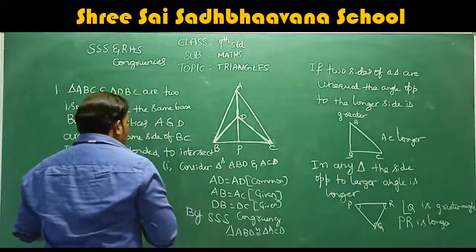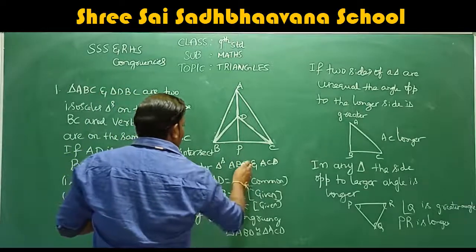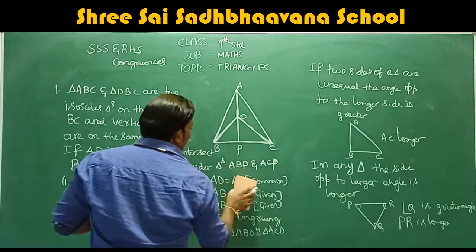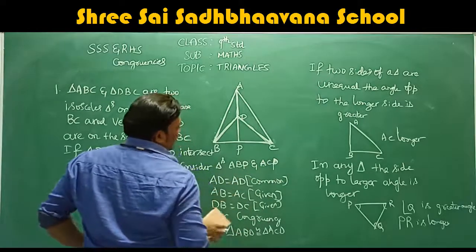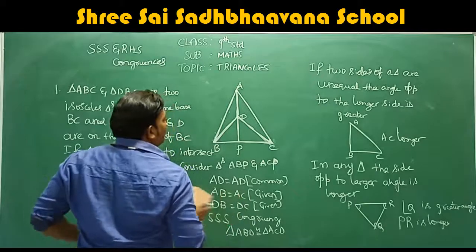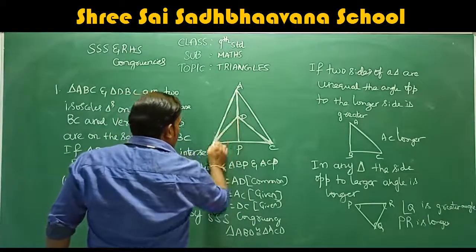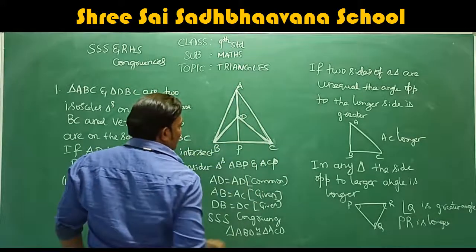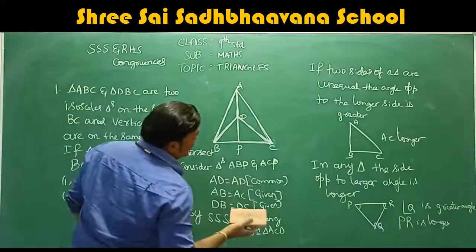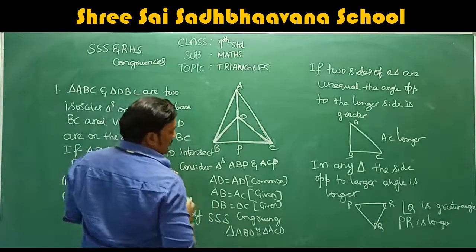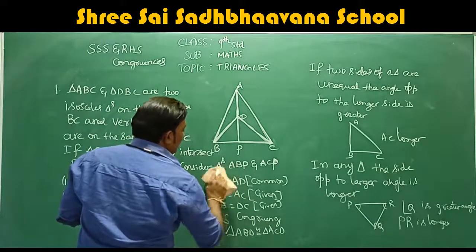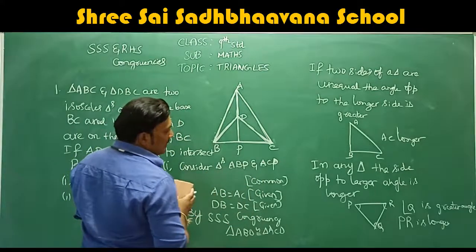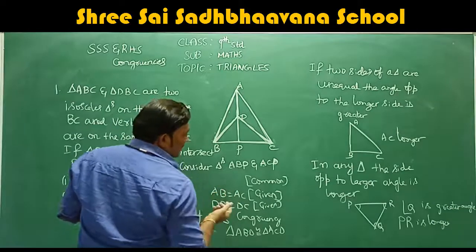Next, we will go with the next congruency. What is that? Triangle ABP is congruent to triangle ACP. Remember, ABP means this triangle, and ACP means this triangle. So we have to prove that those two triangles are congruent. In this also one condition is the same. What is that? AB is equal to AC, because it is given.